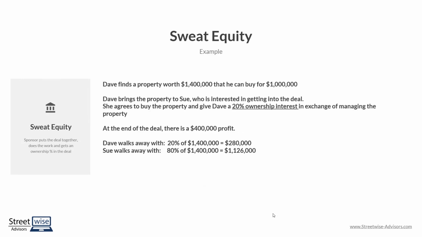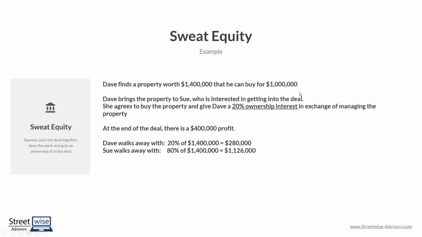So here, as a quick example, Dave finds a property. It's worth $1.4 million that he can buy for $1 million. Dave brings the property to Sue, who's interested in getting into the deal. She agrees to buy the property and gives Dave a 20% ownership interest in exchange for managing the property. At the end of the deal, there's a $400,000 profit. However, because Dave has an ownership percentage, he actually gets 20% of the 1.4 million as opposed to just the 400,000. He therefore walks away with $280,000, and Sue walks away with $1.12 million. So here you can see that Dave is in a really good position.